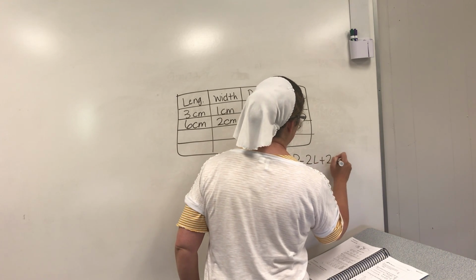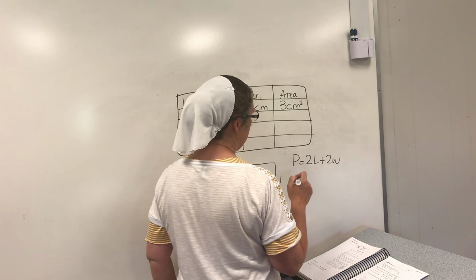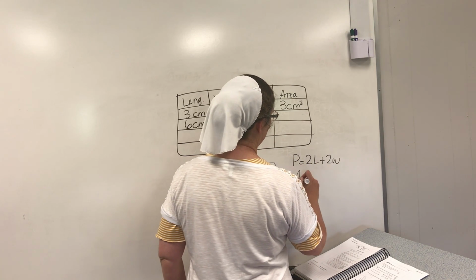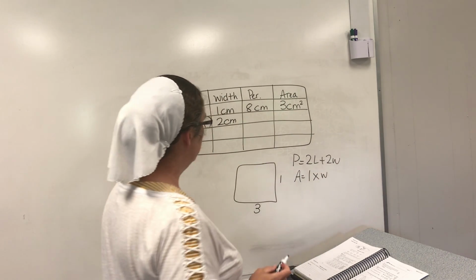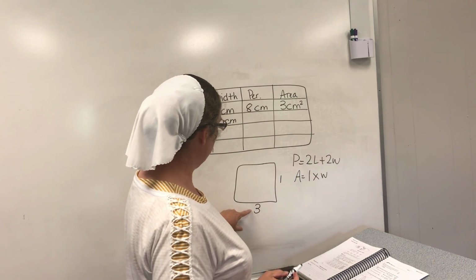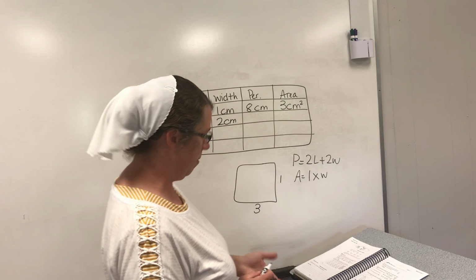And remember our formula for area, let me write this down. P equals 2L plus 2W. Area equals length times width. So if we wanted to figure out our area, we would go 3 times 1 is 3.